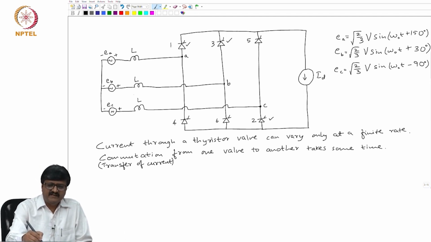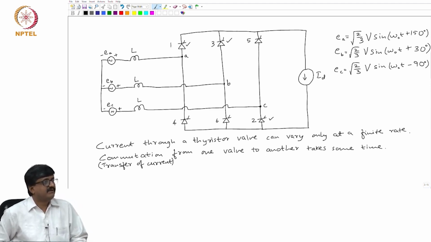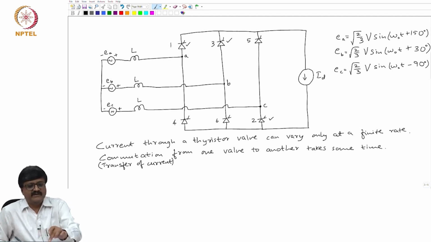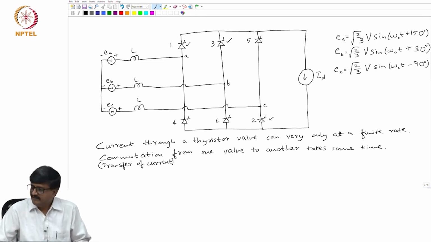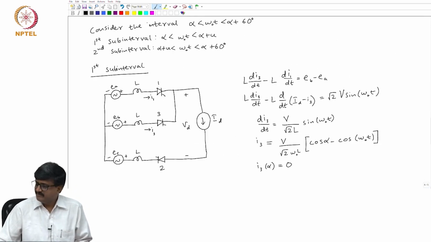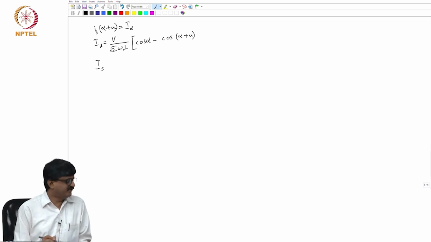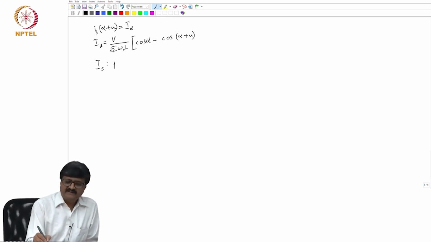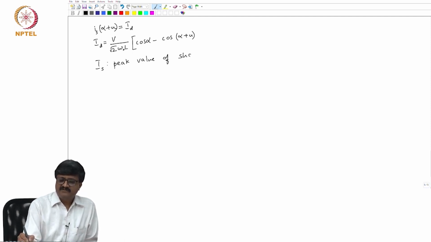It is as good as saying I apply a line voltage, there are two phase voltages, to an equivalent inductance of 2L. So, I can easily get the RMS value of the short circuit current by taking the RMS value of voltage divided by reactance. The reactance will be 2 times omega OL. So, I define what is known as the peak value of short circuit current. We use a notation I subscript S, S for short circuit. So, suppose IS is the peak value of short circuit current.